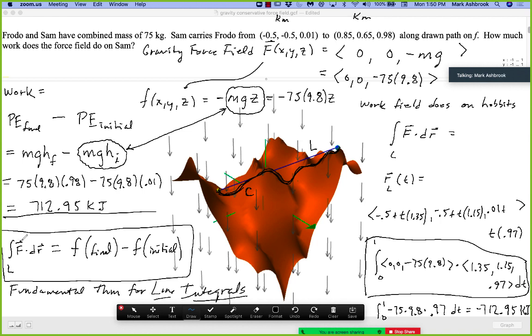F is like the derivative of f, right? It's the gradient field. The gradient field is the derivatives of our potential function. So this is like an antiderivative, right? It's like the antiderivative evaluated at the endpoint minus the antiderivative evaluated at the starting point. It gives us the same as integrating step by step, bit by bit, using the rate function, which is our gradient field.